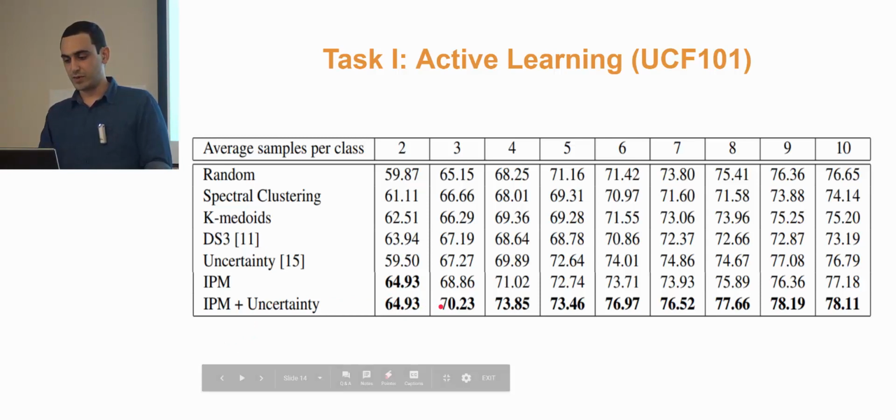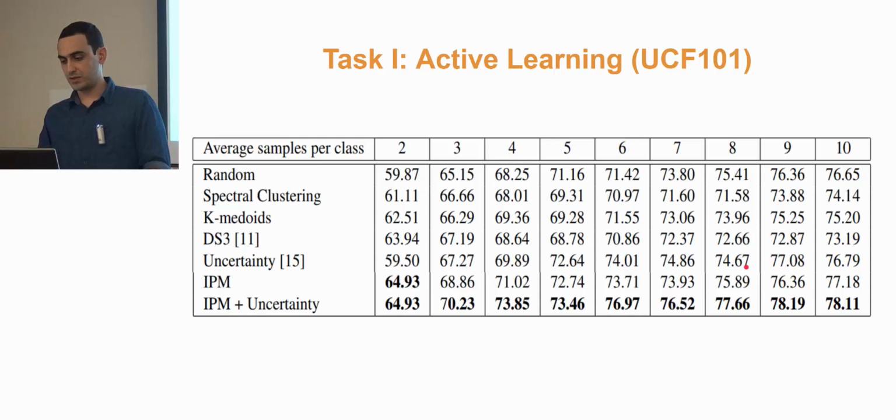And for comparison, for example, if you want to get an accuracy of 77%, using IPM and uncertainty, you can get that accuracy using 6 samples per class. But the closest competitor is the uncertainty method, and for that, you need 9 samples per class. And it shows about a 33% reduction in the labeling cost, which is huge in many applications.